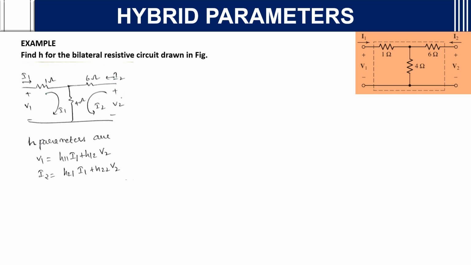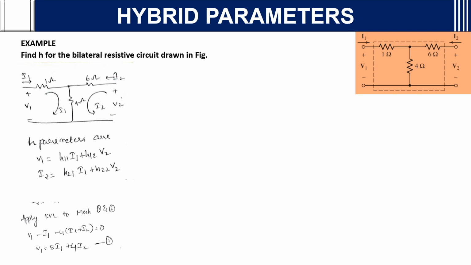V1 is equal to H11 I1 plus H12 V2. I2 is equal to H21 I1 plus H22 V2. You need to remember these parameters. After writing the parameters, apply KVL to mesh 1 and mesh 2. You know how to apply KVL and KCL. If you don't know, there are some videos in module 1 for KVL and KCL. You can go and check them out, and there are sums also. You can check them in the module 1 playlist.